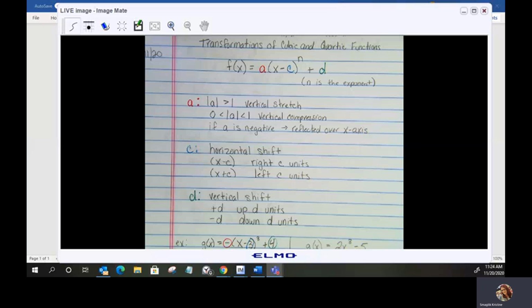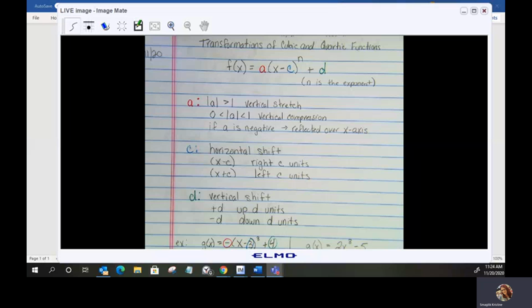Let's take a look at some of these examples. If you're going to take a look at a function and see how it's been transformed, this was a cubic, so I'm looking at my parent function x to the third. I've got a negative out front, so it's reflected across the x-axis. I've got a minus 3. Well, 3 is my C value. That's 3 units to the right. I've got a plus 4, 4 units up.